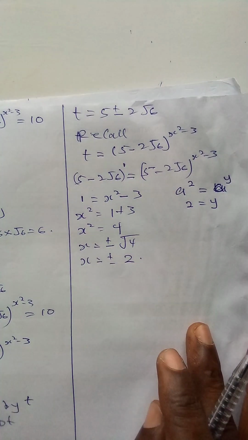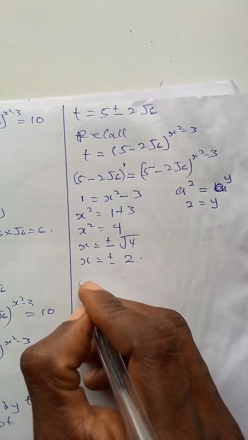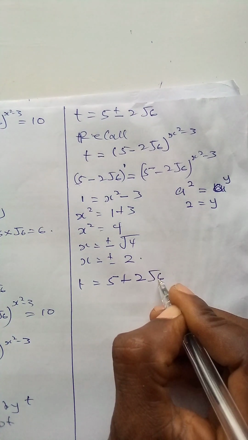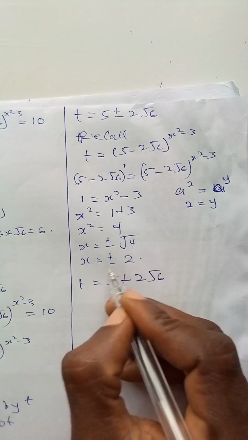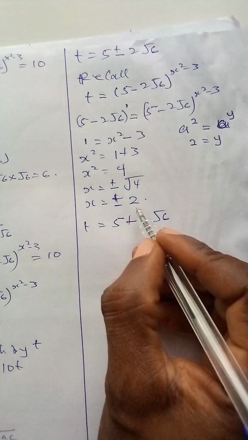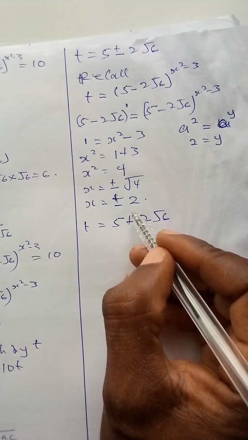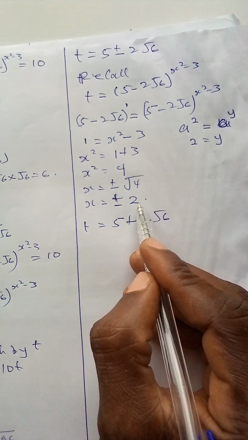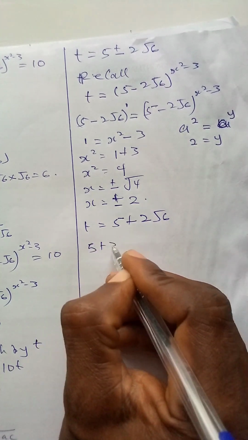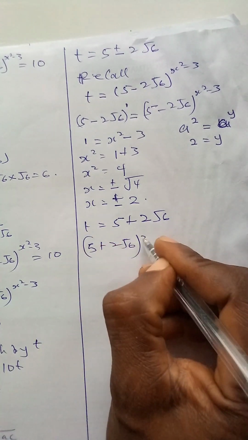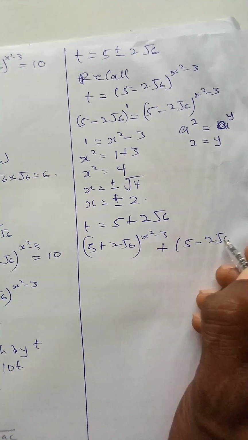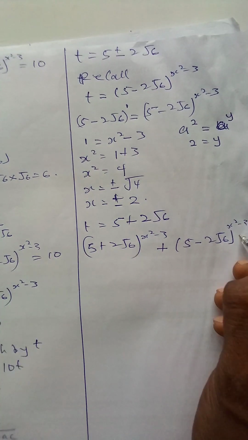Even if I used t is equal to 5 plus 2√6 and substituted, I'll still have the value plus or minus 2 as the value of x. Let us check if this is the correct answer. I am going to substitute 2 for x in the original question. The original question is (5 + 2√6) raised to power x² − 3 plus (5 − 2√6) raised to power x² − 3 is equal to 10.